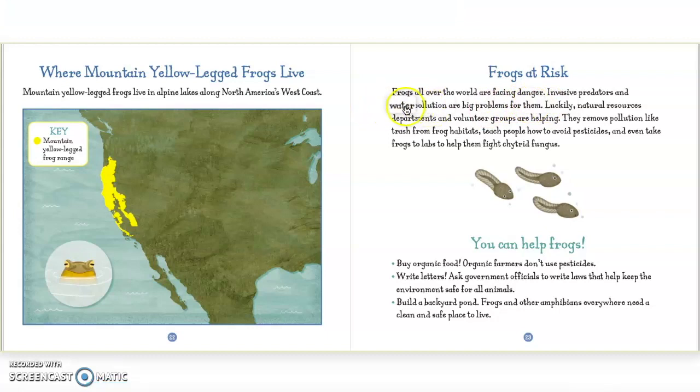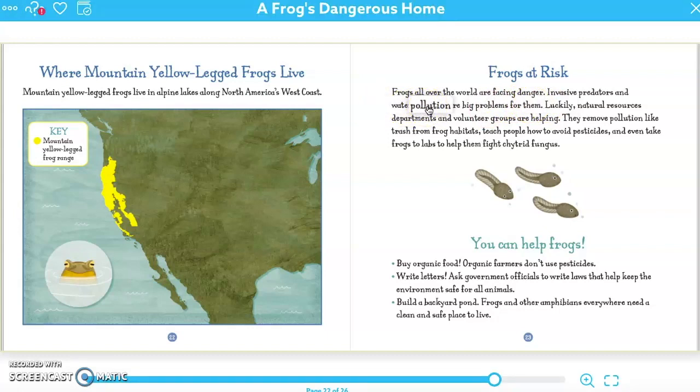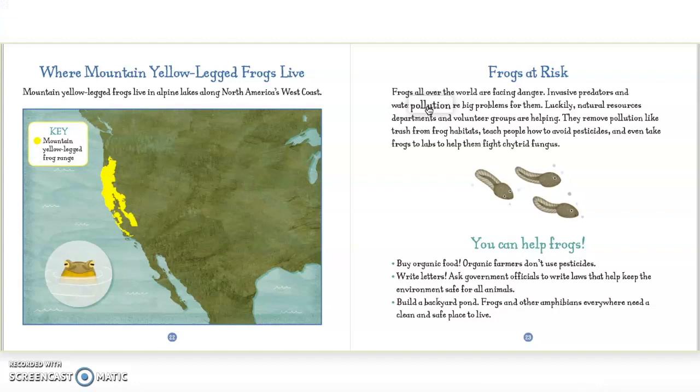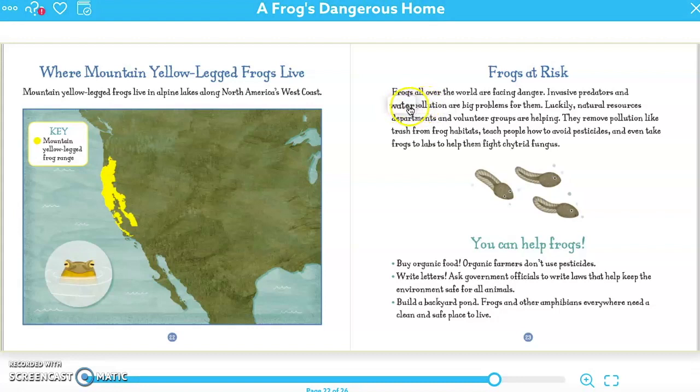So water pollution, I know what pollution is. It's that smoke in the air. It makes it not look great. Our country or our city should look great. So water pollution, maybe it's going into the water. So maybe trash into the water.